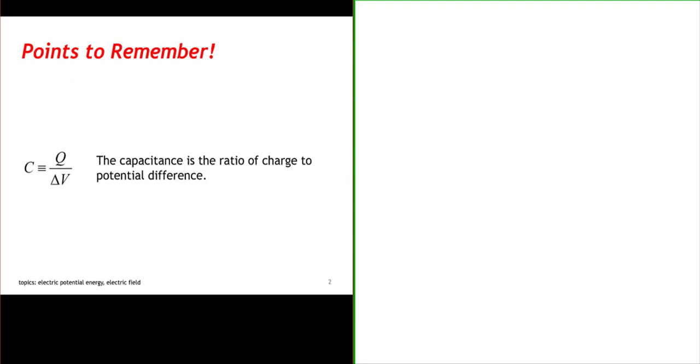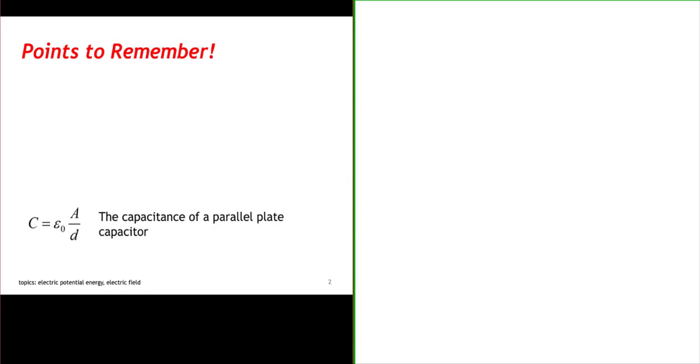We should also remember how we defined capacitance. The capacitance is defined as the ratio of charge per potential difference. We use the definition of capacitance to show that the capacitance of a parallel plate capacitor is equal to the product of the permittivity of free space and the ratio of the area of a capacitor plate to its diameter.